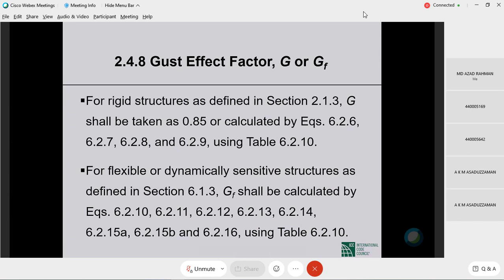G, as I kept on saying, is 0.85 for rigid buildings, period less than or equal to 1 second. You can take 0.85, or if you like, I do not know why you would, you can calculate the gust effect factor, and in that case you need four equations and a table. If, however, you have a flexible building, period exceeding 1 second, you have no choice but to calculate the gust effect factor. Now there are something like 13 equations involved. The equations get uglier as they go.